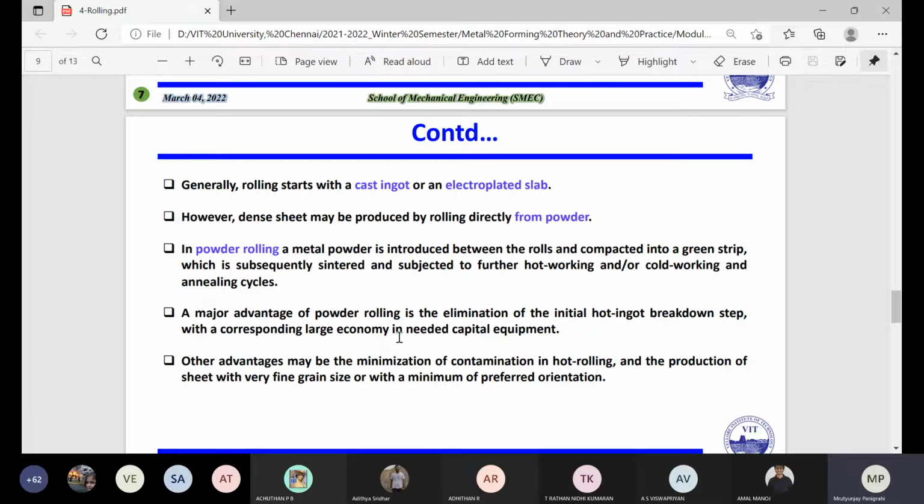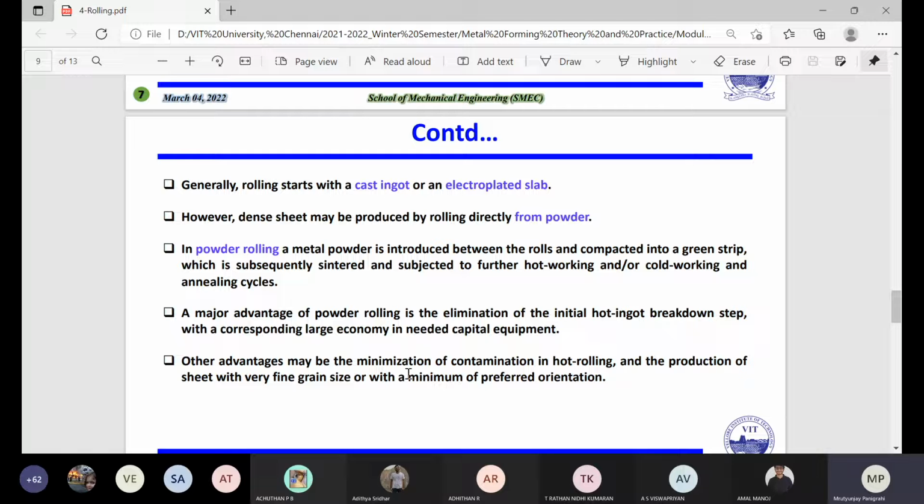A major advantage of powder rolling is the elimination of the initial hot ingot breakdown step, which corresponds to a large economy in capital costs. But you cannot say that everything is perfect with powder technology or powder rolling. Maybe you will find some advantages there and maybe some disadvantages. But depending upon our infrastructure, our requirement, or our sample, if it is feasible for powder rolling, then we can go for powder rolling. But if it is not feasible, then you cannot; you have to go for another process.